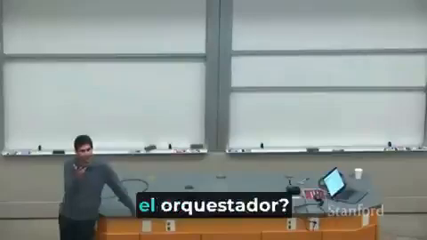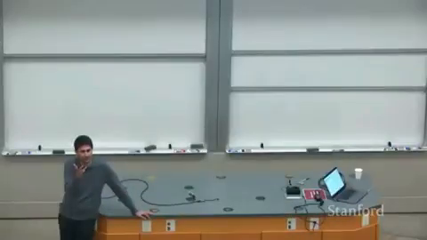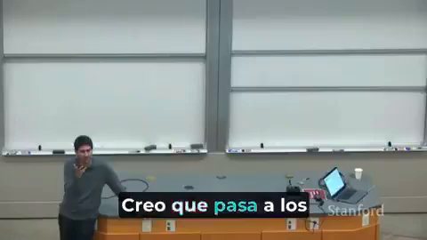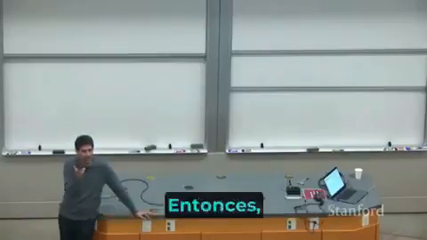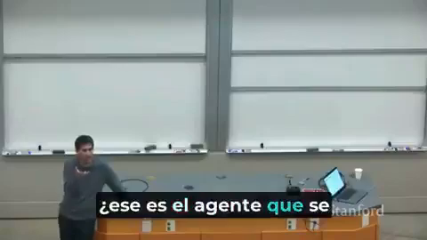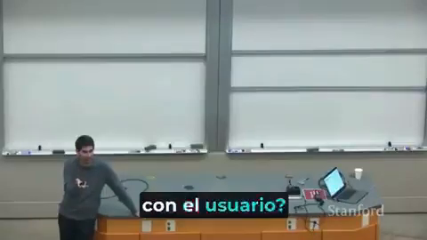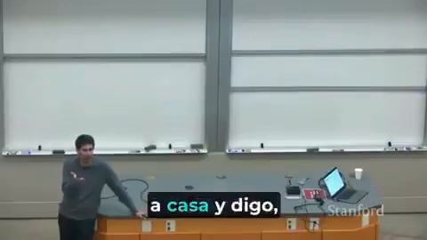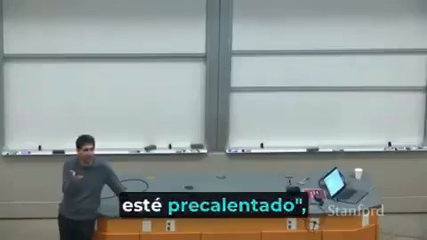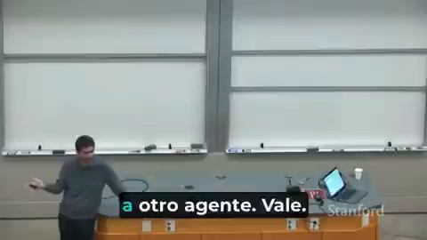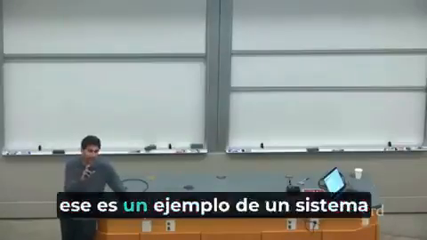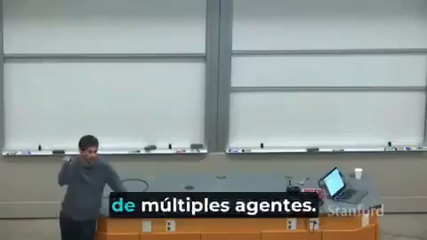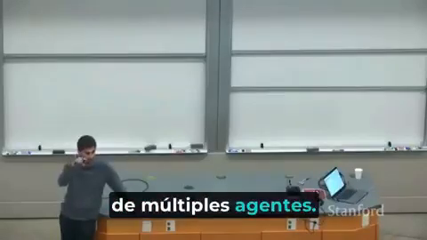What is exactly the orchestrator doing? Okay, it passes instructions. So is that the agent that communicates mainly with the user? Okay, so if I'm coming back home and I'm saying I want the oven to be preheated, I communicate with the orchestrator and then it would funnel to another agent. Okay, sounds good. So that's an example of a hierarchical multi-agent system.